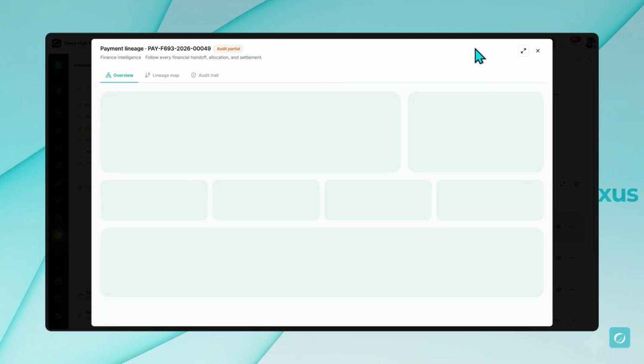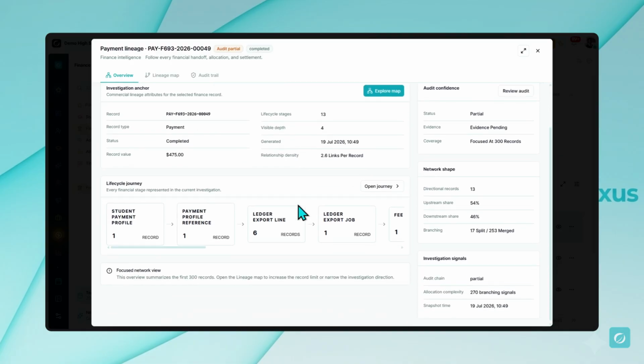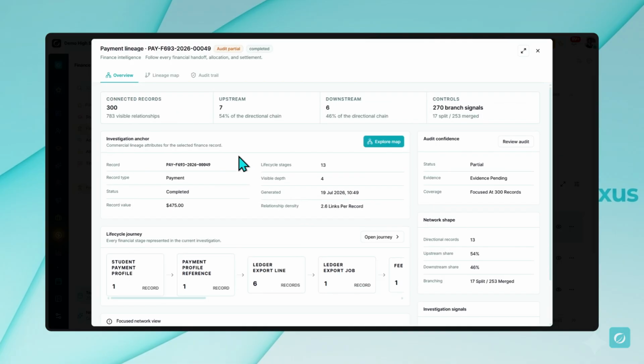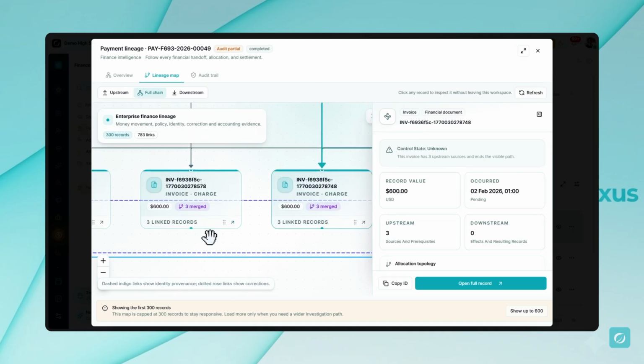Now let's see the whole financial chain in one view. This is finance lineage. Instead of treating the payment, bank transaction, and invoices as isolated documents, Makronexus shows their relationships as one connected financial chain. From this payment, we can follow the records upstream to the payment identity and collection evidence, and downstream into the two invoice allocations. We can switch between upstream, downstream, and full chain views, then inspect individual records without leaving the investigation.